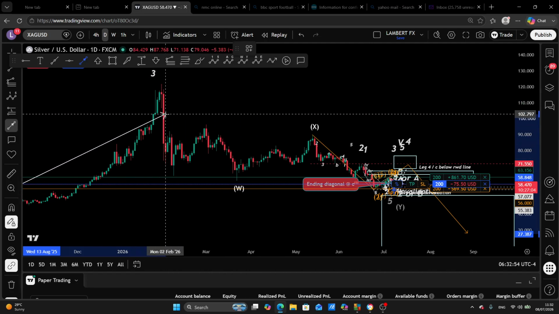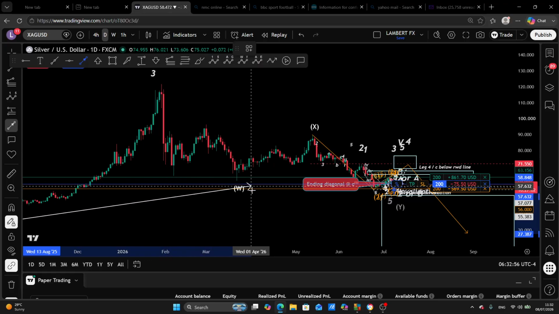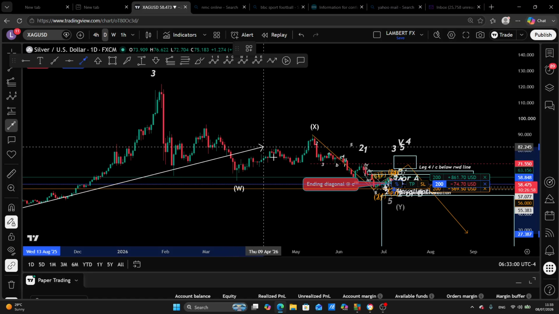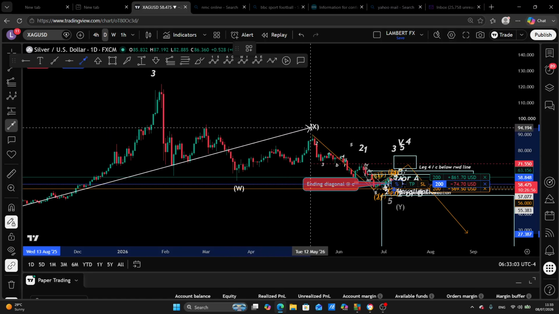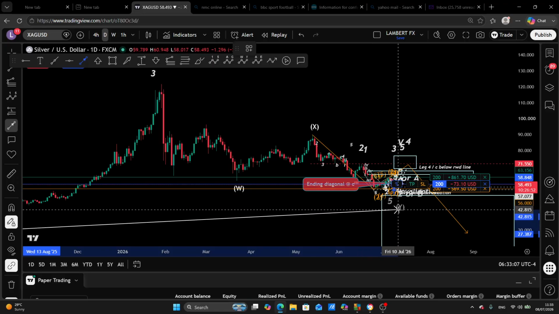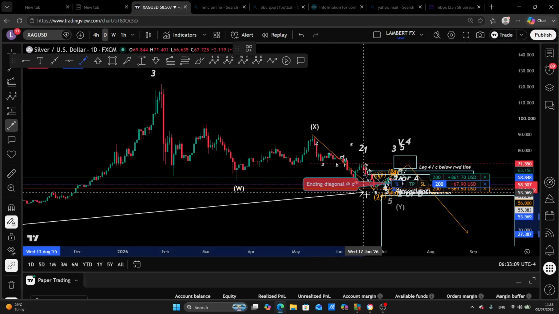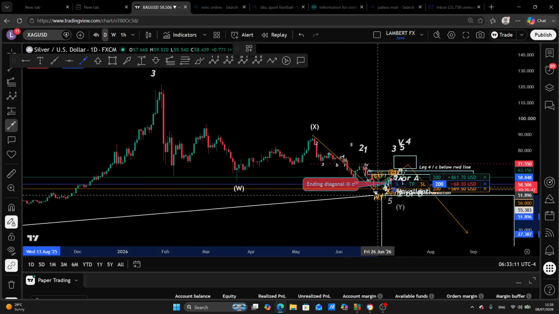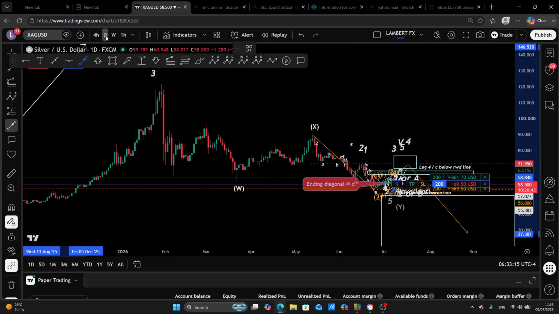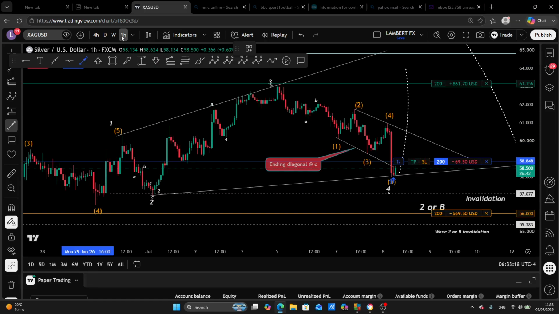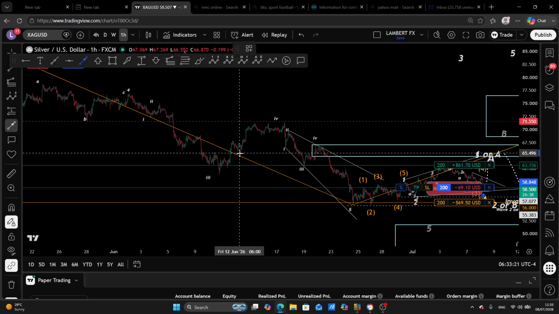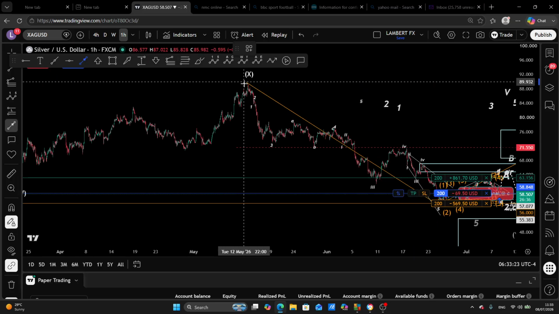Okay, so what we had here is a 3-leg down, which I've marked as W, and then we had this 3-leg up, which I've labeled as X. So we need a Y to complete this corrective pattern. Okay, so with this in mind, we'll drop down to the 1 hour time frame. This was the X that I showed you on the daily time frame.